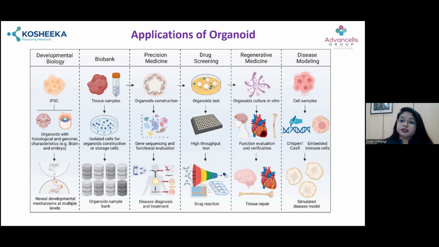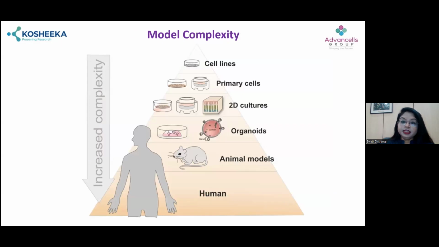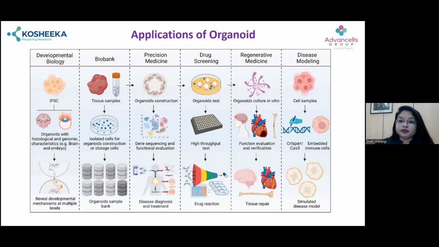So if from outside we can give them brain cells or cardiac cells, then it can repair their organ faster and better. And for disease modeling, by introducing CRISPR-based editing or by embedding immune cells in these organoids, you can mimic the disease better on the plate. So these are all the applications of organoids, which I'm going to discuss in my later slides.